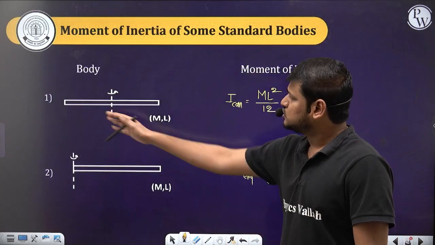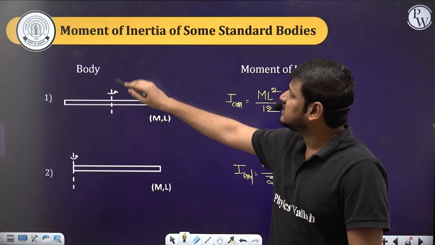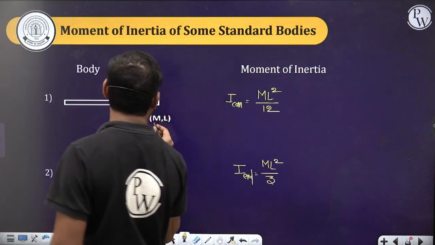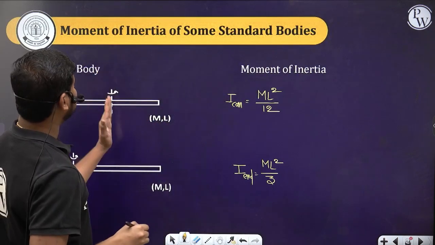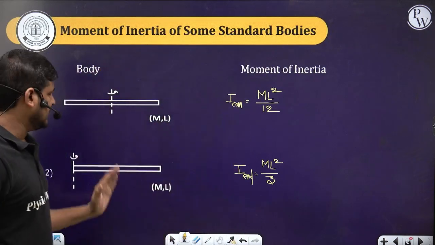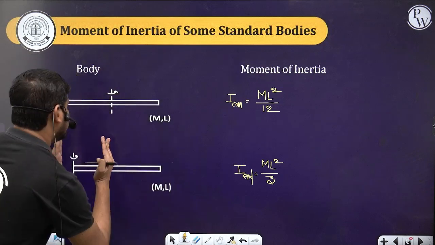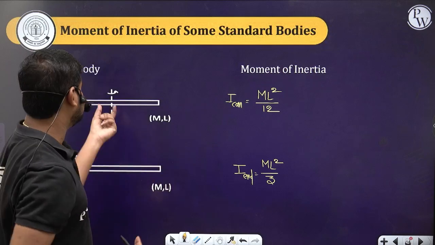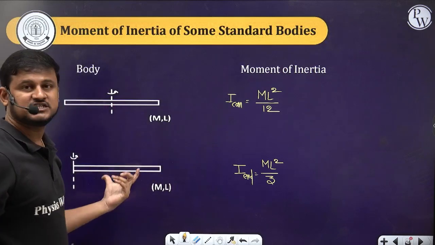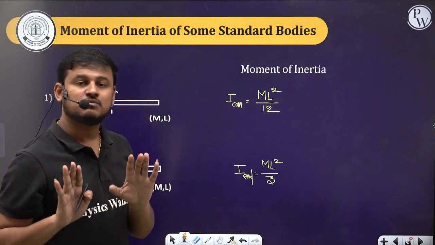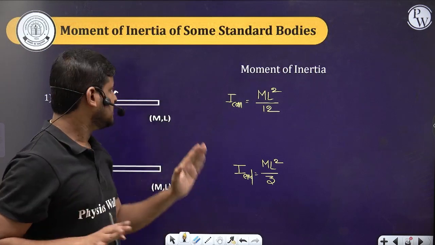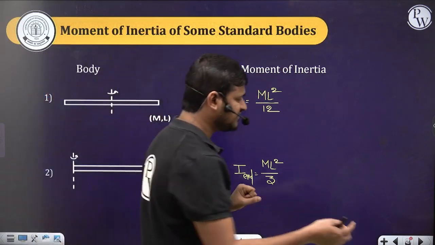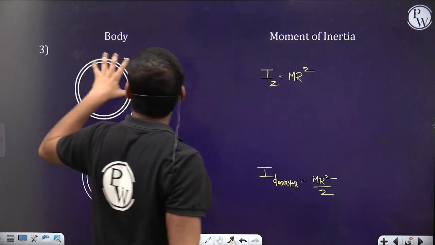Okay. So this is a uniform rod about its center of mass, which we already know. This uniform rod is of mass m and length l. About its center of mass it is ml square by 12, and about its one end, either this side or this side, it will be ml square by 3. This is ml square by 12, this is ml square by 3. You should get these formulas right now itself, guys. So that's fine. Now let's come to the ring.